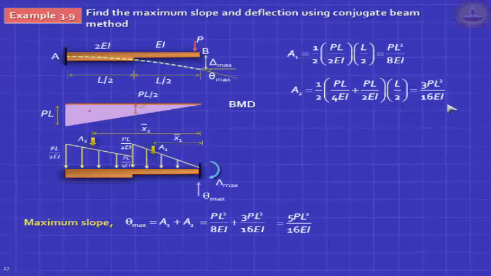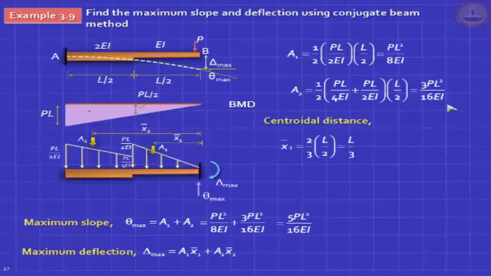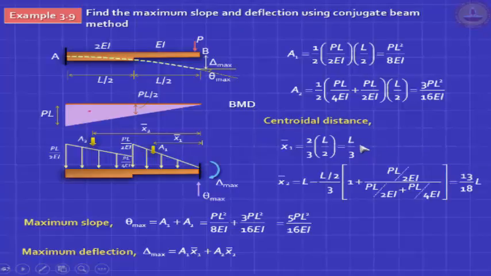Finished. Now delta. For delta, you need the centroidal distance. The first one is very easy because this is a triangle, so this divides this region in the ratio 1:2. That's easy. But the second one, you have to do carefully. You can use the formula I've given you in the table, or you have to work it out. I think here the formula turns out to be this. You apply that and you get your answer.